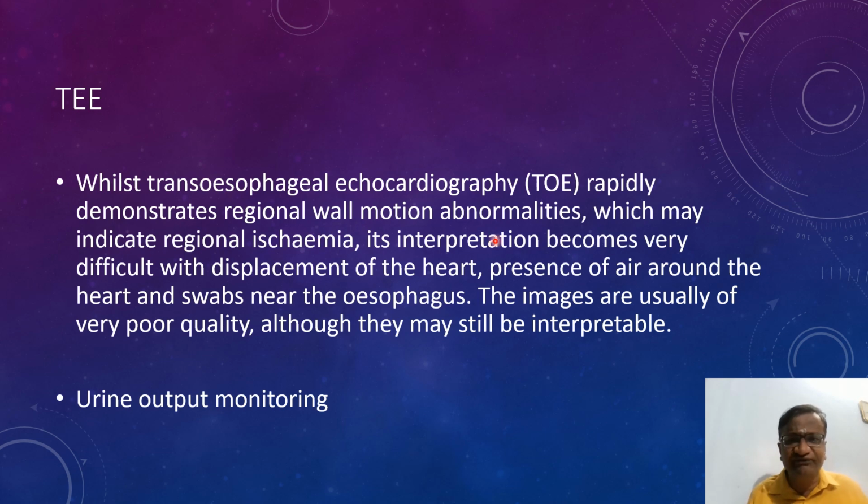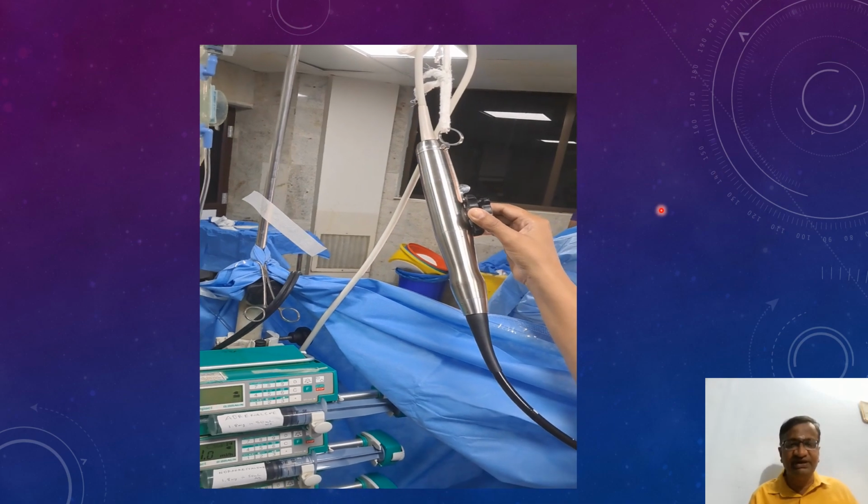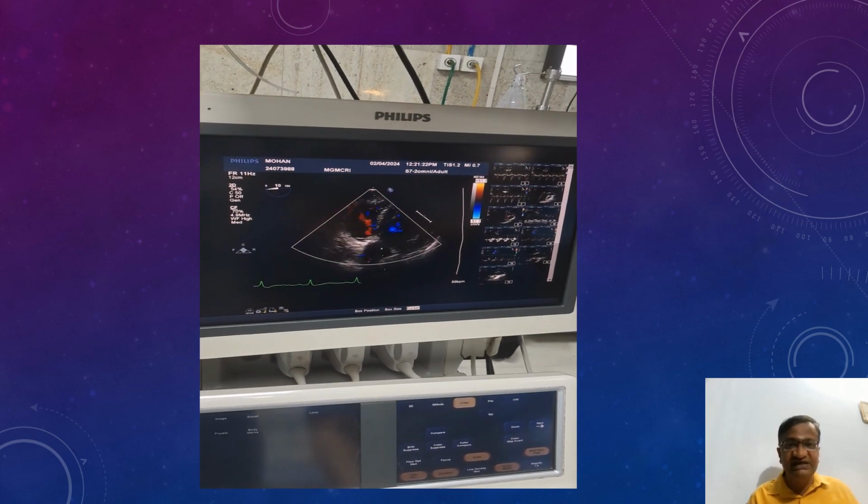Transesophageal echo picks up regional wall motion abnormalities. It can also tell us about the fluid status. We need to monitor urine output. This is a very simple sign of good cardiac output. Urine output is a very simple sign of good cardiac output. Now you can see this. Simply you can see the TEE is there and the machine is showing this. We can see if there is any MR and accordingly treat it.